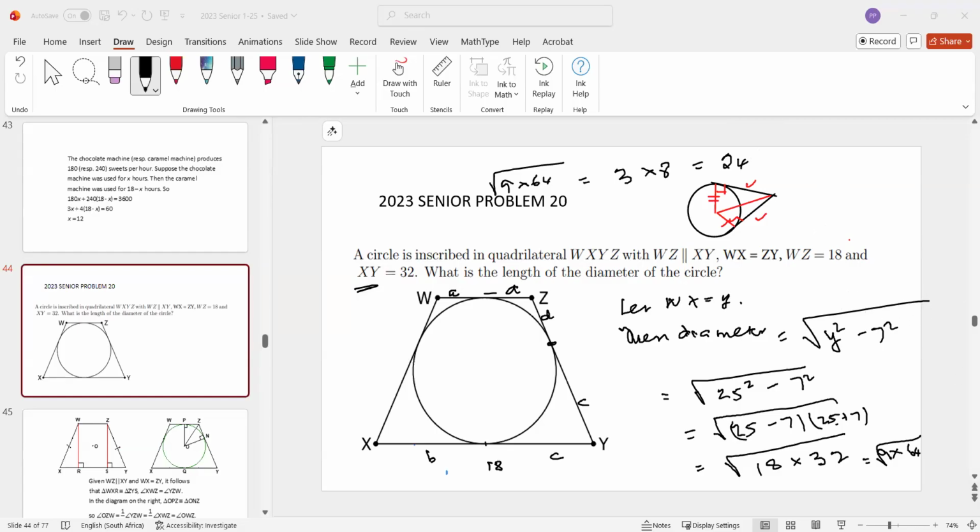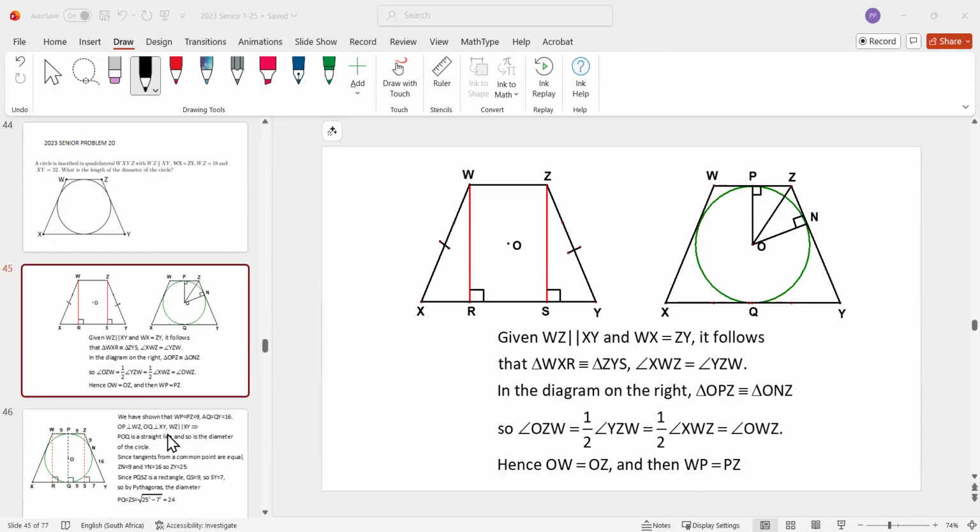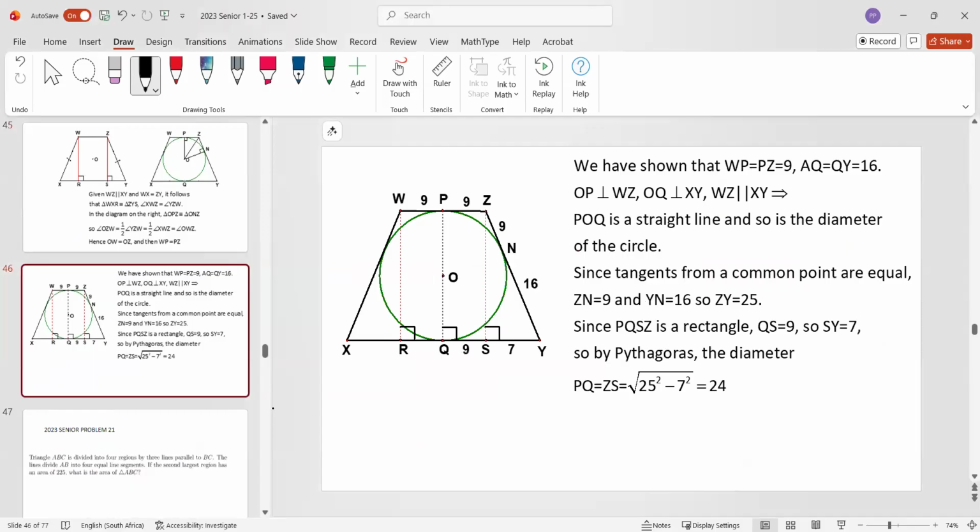I've done it here to show you how you can do it without using a calculator, using some nice algebra, difference of two squares. It's got a good application. And the answer to this problem is 24. That's the diameter. So just check. All right, after some time here, you can see right at the end that the diameter is actually 24.